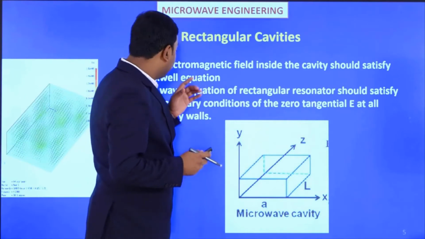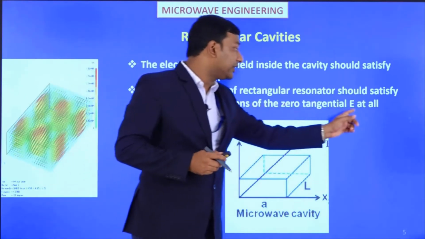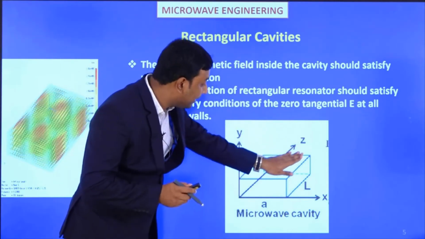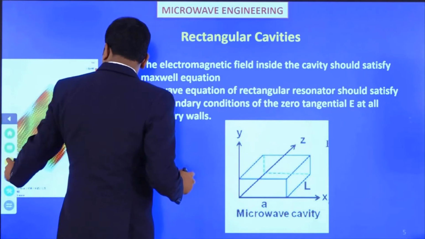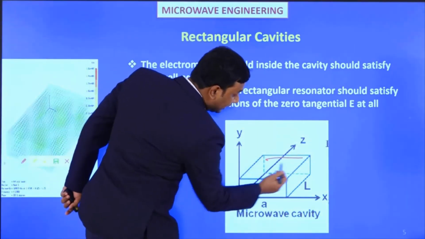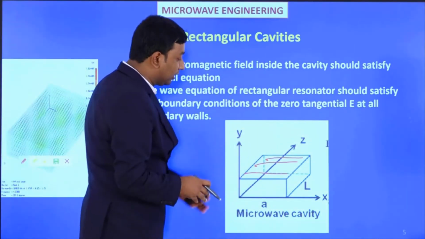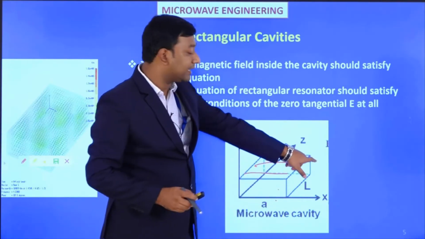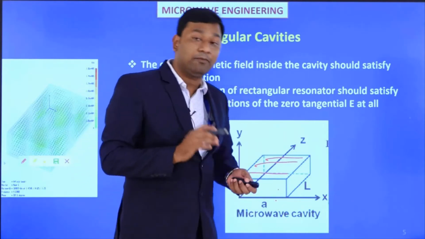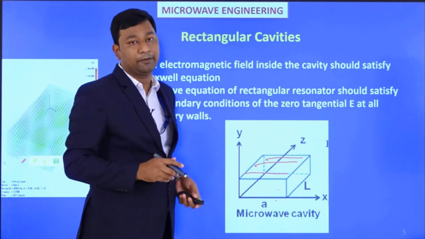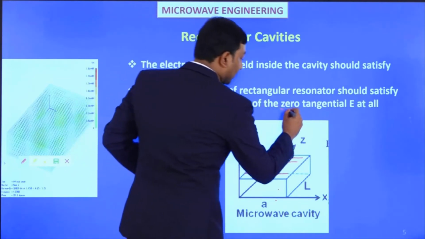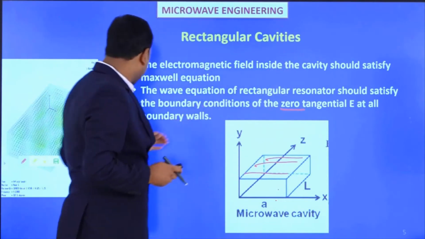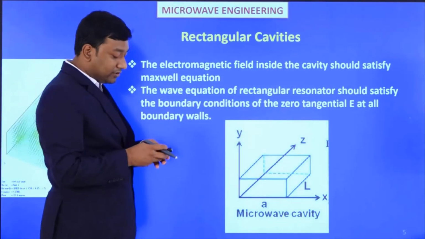Because the boundary condition is zero tangential E at all boundary walls, the tangential electric field values at all boundary walls are zero. There are 6 particular walls: this one, that one, this side, the opposite side, and that side also. All the tangential values of the electric field at those walls are 0. So that is the rectangular cavity. Now we will see the wave equation of the rectangular cavity.